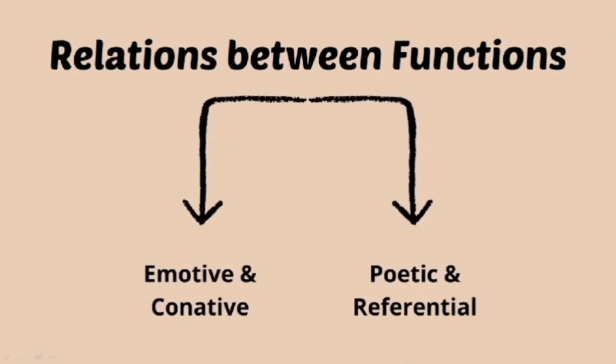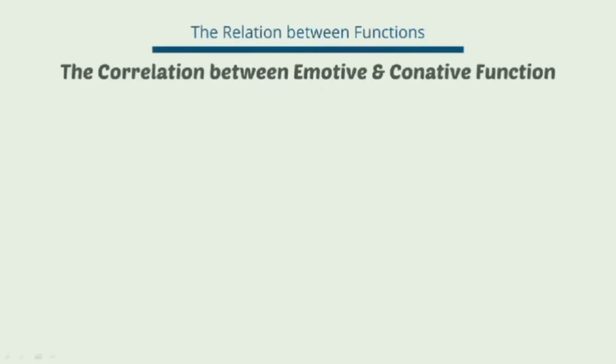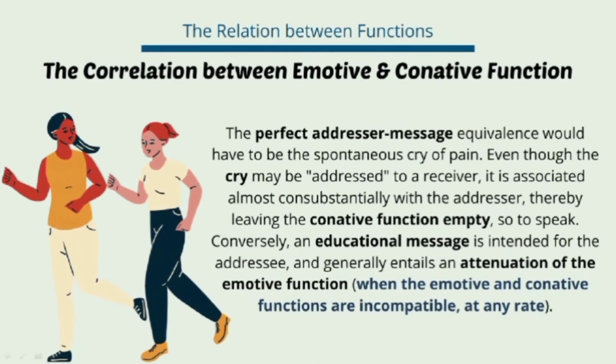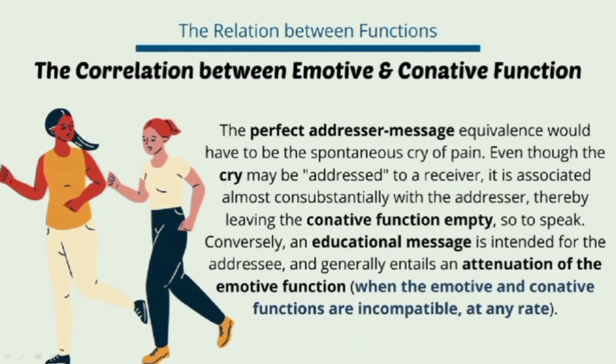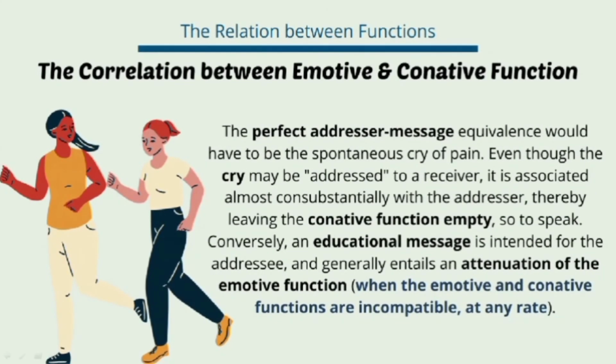The first is the relation between the emotive and conative functions, and the second one is the relation between the poetic and referential functions. First is the correlation between the emotive and conative functions. The perfect address or message equivalence would have to be the spontaneous cry of pain.